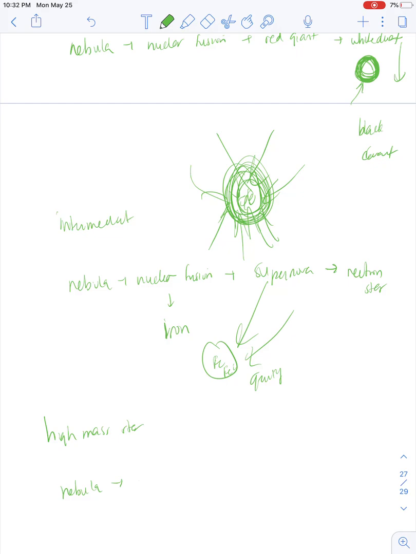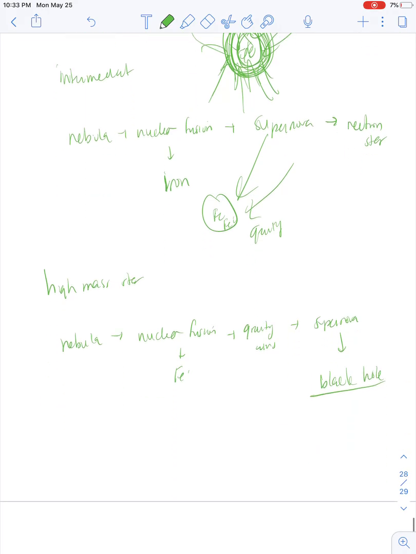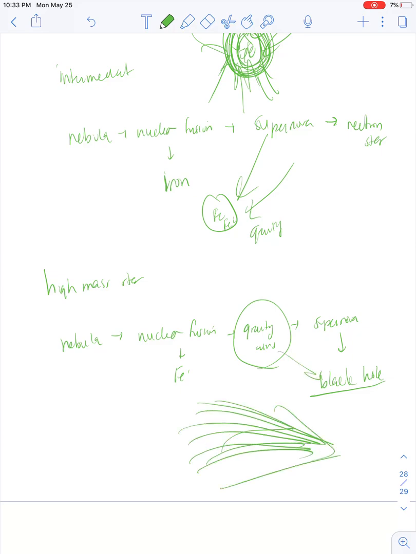In a high mass star, it starts with a nebula, and then you get nuclear fusion. And remember I said nuclear fusion can only occur till iron, and then fusion can't occur anymore. Gravity always wins. Gravity wins. You get this supernova explosion, but because you started with so much mass, the end of that becomes a black hole. And that black hole is because gravity won so badly that gravity is now this black hole which pulls in all matter and all light, and nothing can escape from the black hole.